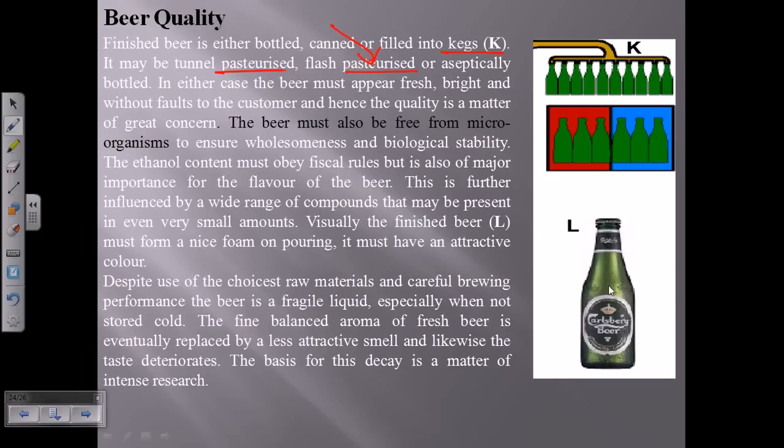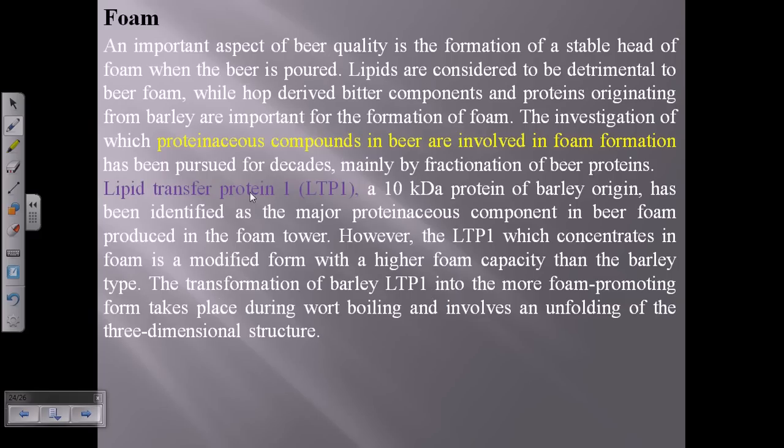Now, visually the finished beer, which you can say is an ale, must form a nice foam on pouring. For that reason, foaming is also important, and for this foaming there are proteins or proteinaceous materials present in beer, and also lipids. The protein called lipid transfer protein 1, or LTP1, is a major component, usually coming from the barley, that causes this kind of foaming.